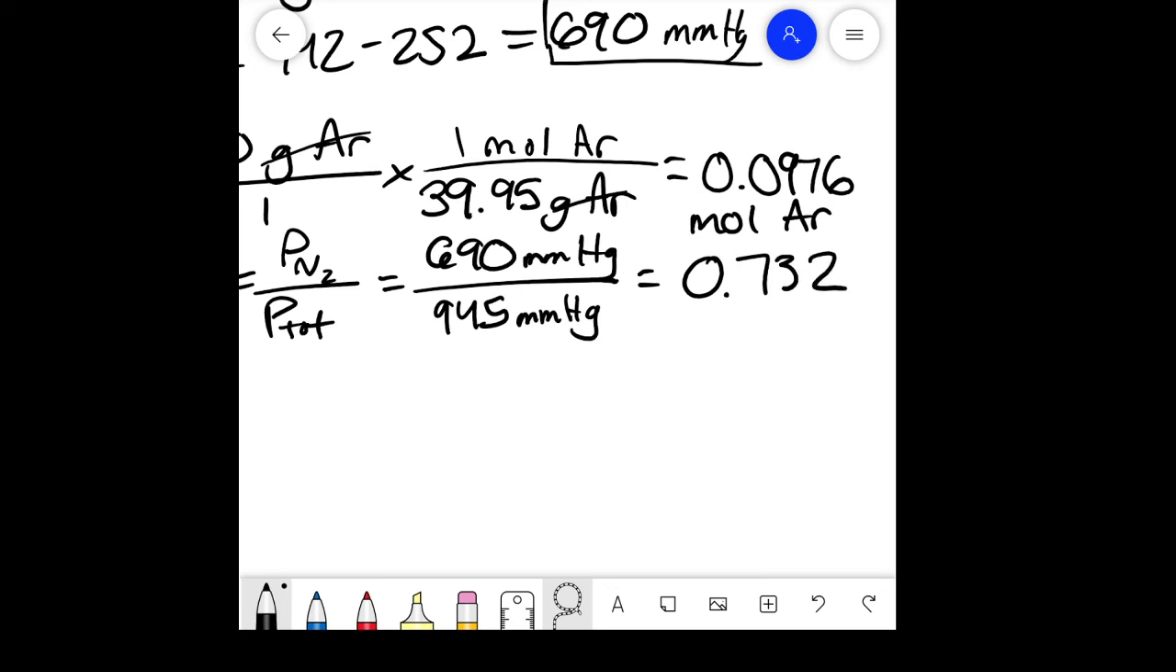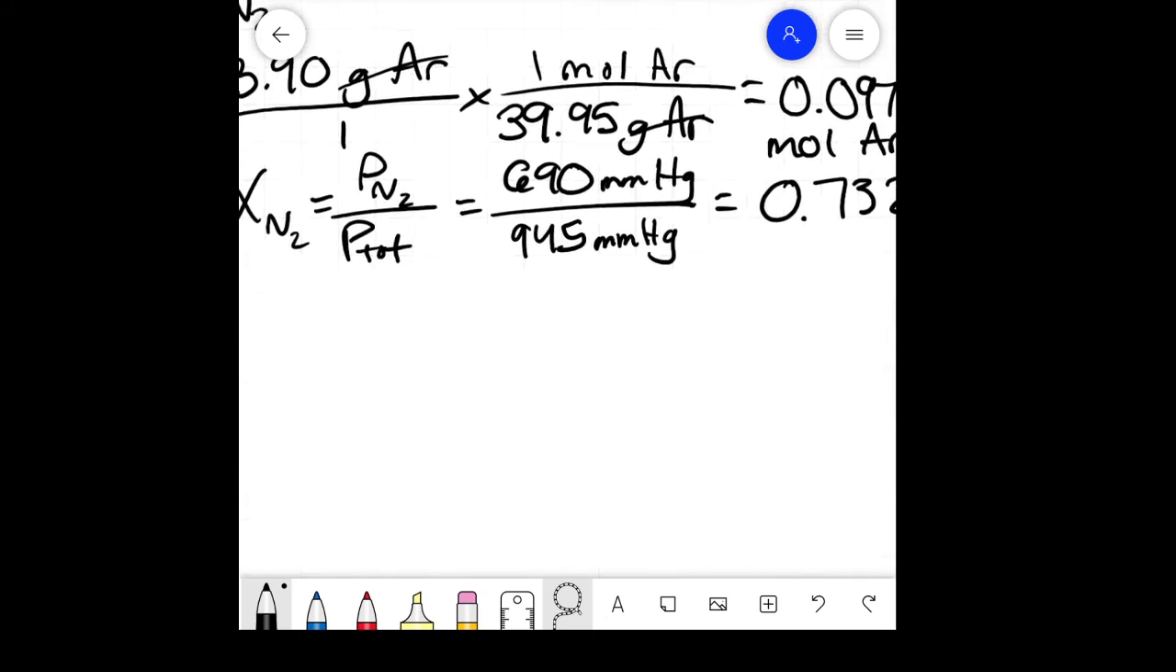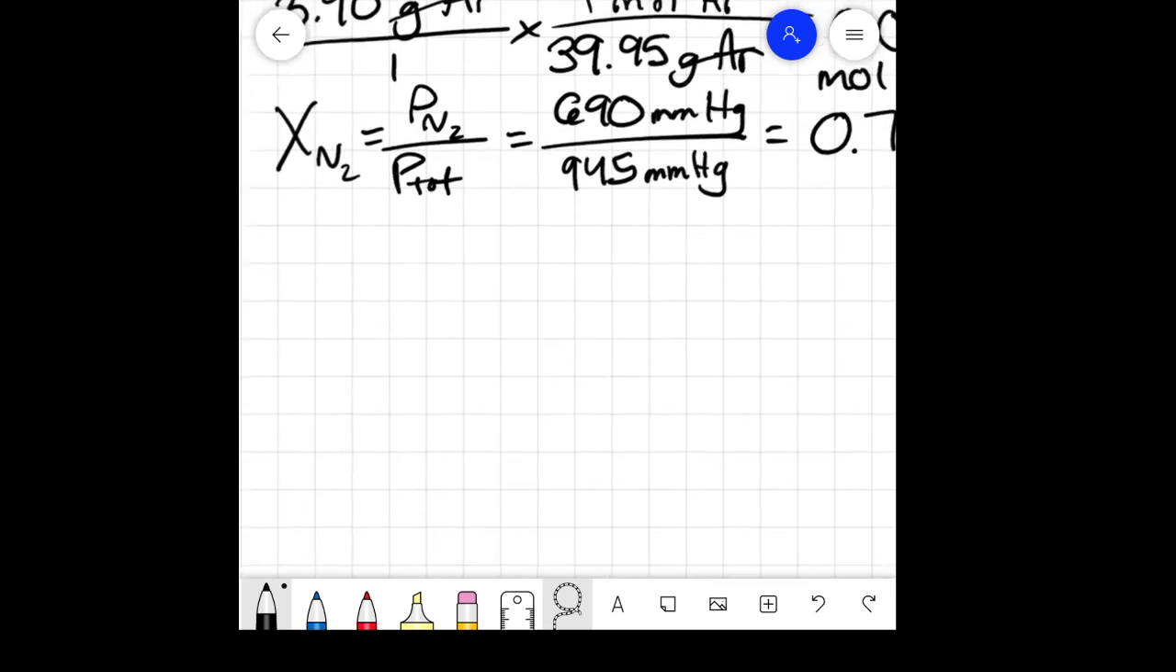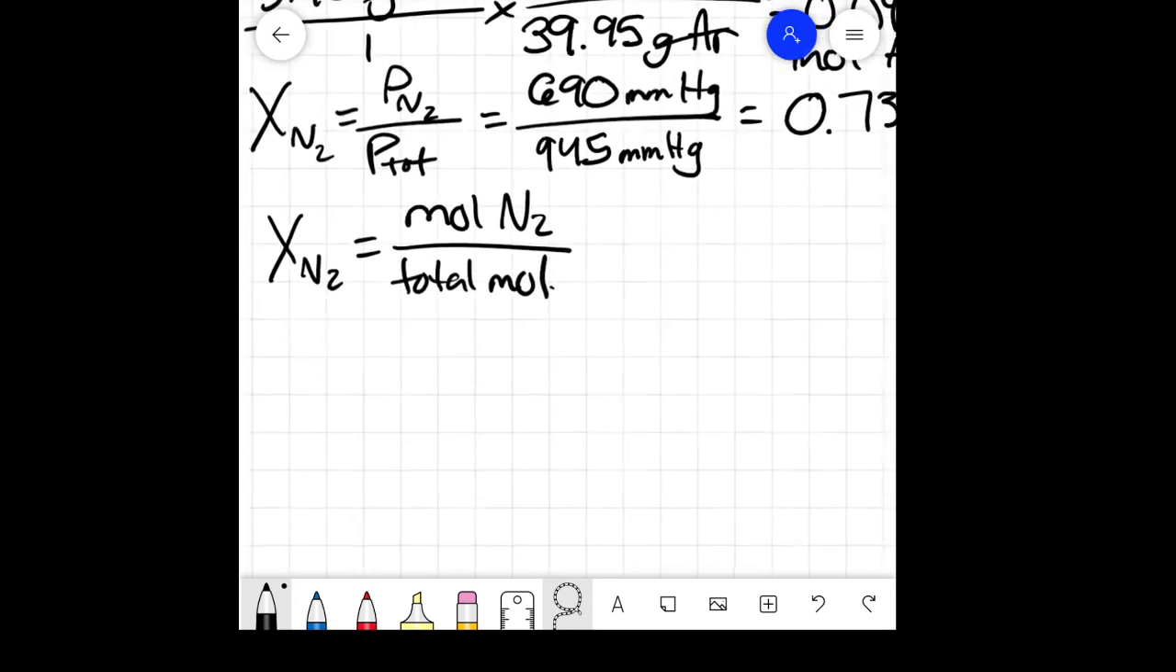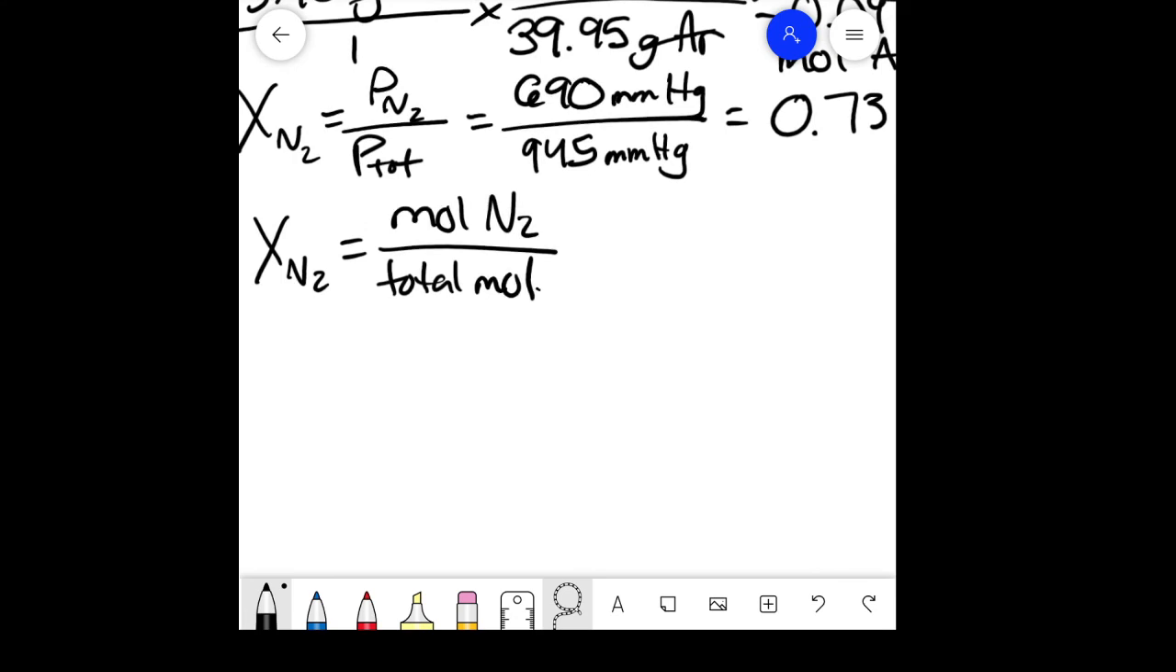Okay, that's great. That's just the ratio of the moles. We need total moles, and we're trying to get to grams of nitrogen. Right now we have the mole ratio of nitrogen. But we know the mole ratio of nitrogen gas equals moles of nitrogen over the total moles. Well, we don't have the total moles. We know the ratio, but we don't know the total or the moles of nitrogen. We're trying to find moles of nitrogen, but we do know how many moles of argon we have.